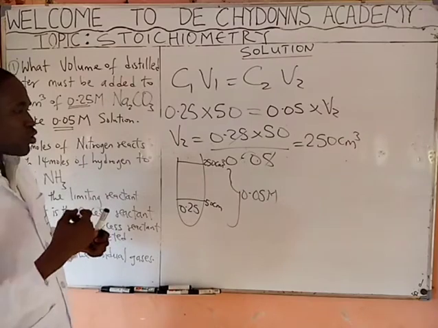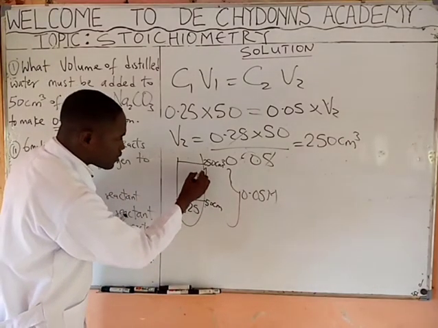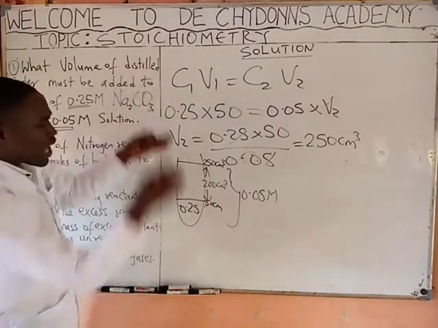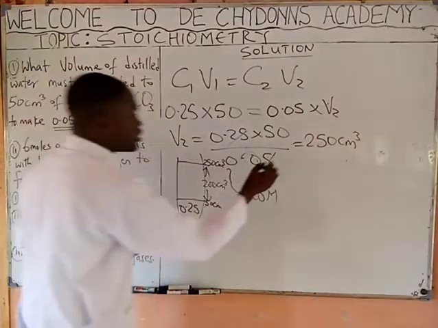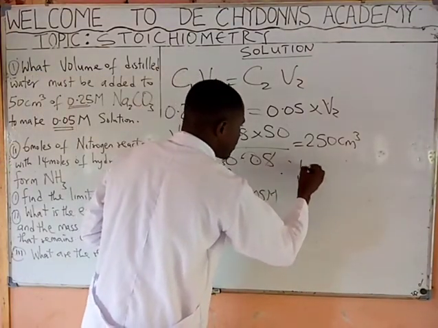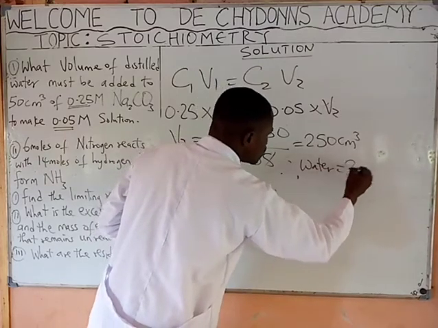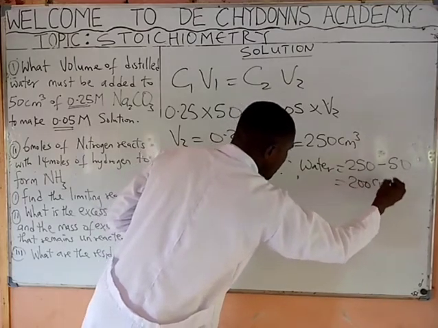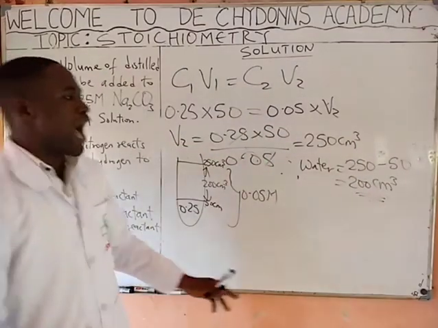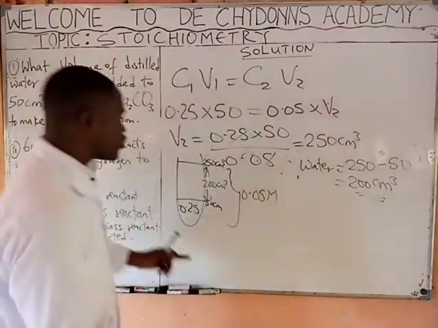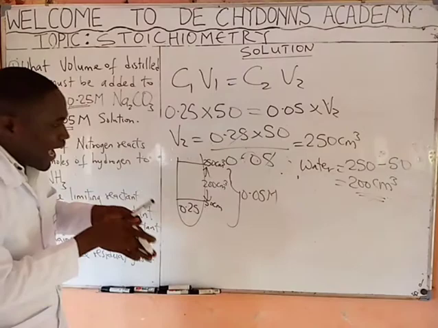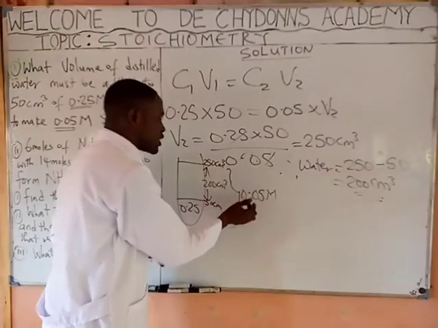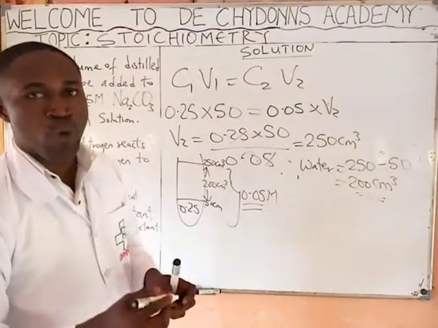What quantity of water are we to add? You say 250 minus 50, that will be 200 cm cube. That is the additional water we have to put to get to this 250. Therefore, the quantity of water to be added is 250 minus 50, equal to 200 cm cube. So when you add this 200 cm cube of water into the 50 cm cube of the highly concentrated one, you'll get 250 cm cube of the total, which is equivalent to 0.05 molar.